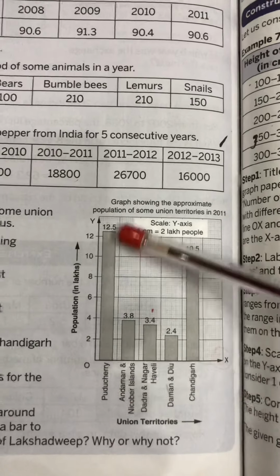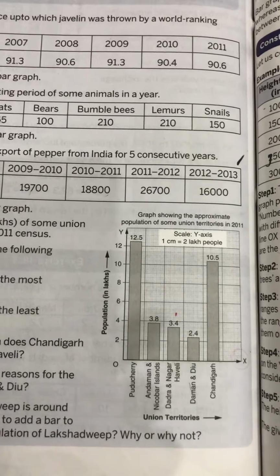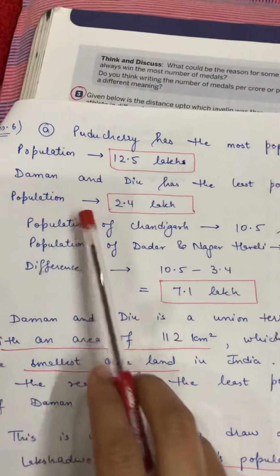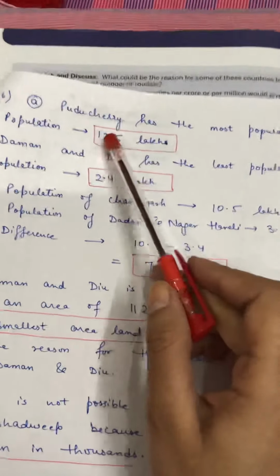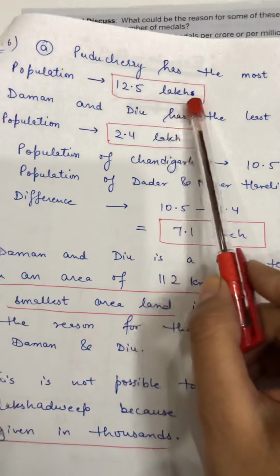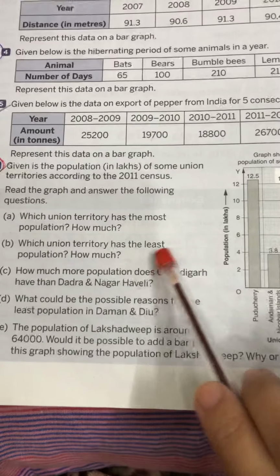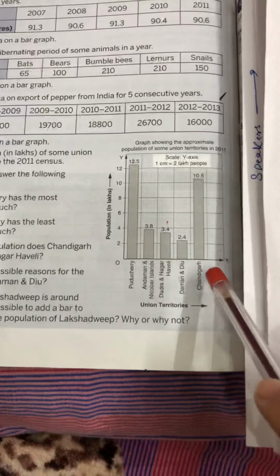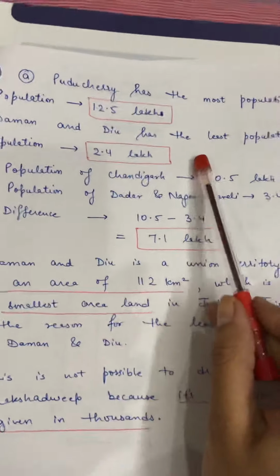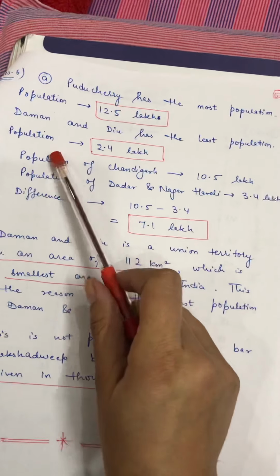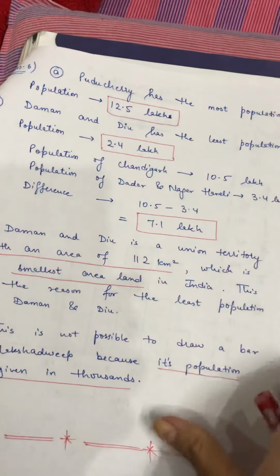Puducherry is having the largest population. So you have to write in this way. Puducherry has the most population. And how much population? That is 12.5 lakh. Next is, which union territory has the least population? So this is Daman and Diu. So you can write in this way. Daman and Diu has the least population. Population how much? 2.4 lakh.